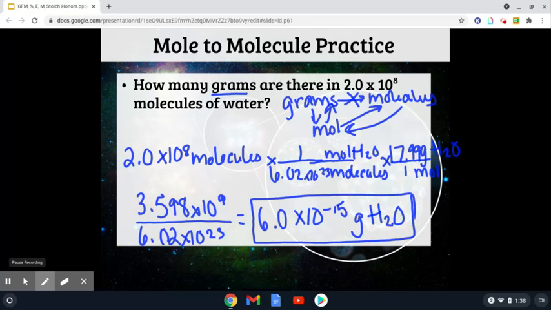Okay, so you have to be careful what the question's asking you for and what conversion factors you know. So you can convert molecules and atoms into moles, and you convert moles into grams. So here you would just do a two-step conversion factor to solve.